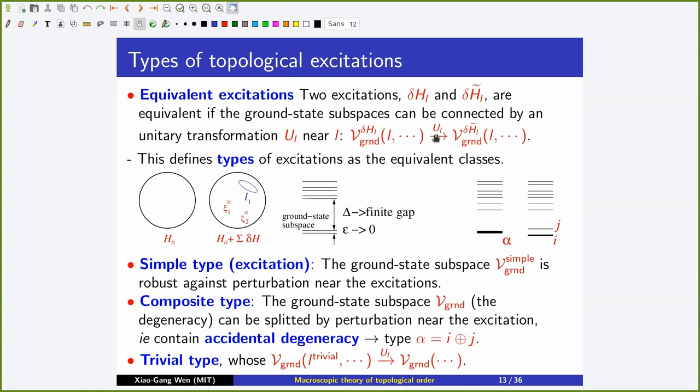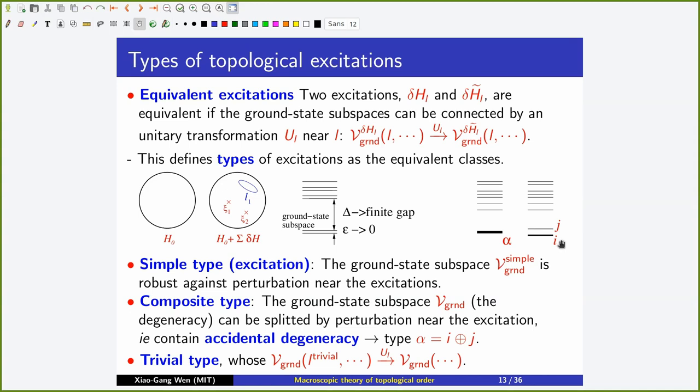But there's one more possibility, they may split, because we may have an accidental degeneracy. That is, suppose we have a trap. We trap a spin zero excitation and a spin one excitation at exactly the same energy. So my trap has a fourfold degeneracy, but the fourfold degeneracy really comes from spin singlet and spin triplet. Then we modify the trap a little bit, still maintaining rotation symmetry. Then the singlet and triplet may split.